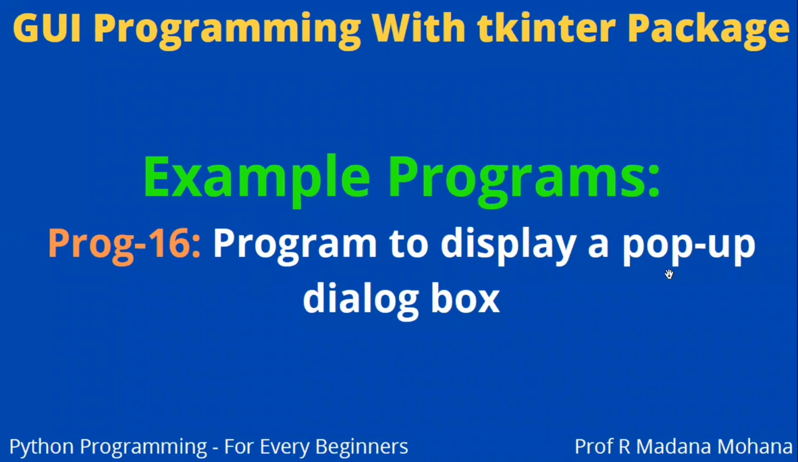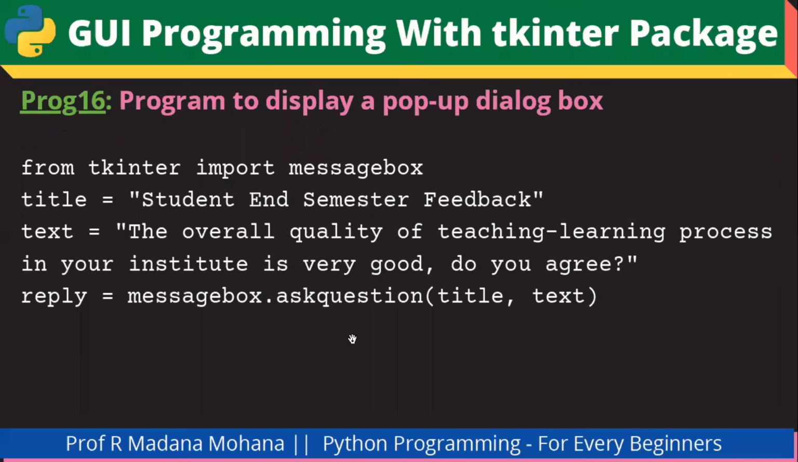Then coming to the next program, to display a pop-up dialog box. Like in the menu we have seen a pop-up submenu, like that you want to display a pop-up dialog box. So for this we can import messagebox from tkinter. Import messagebox. Title equal to, suppose here, "student end semester feedback". Text equal to, suppose I am giving the text, "The overall quality of teaching learning process in our institute is very good, do you agree?" So like yes or no, two options are there. So reply equal to messagebox.askquestion, title comma text. Title means student end semester feedback, comma, text. This is the text you have given.